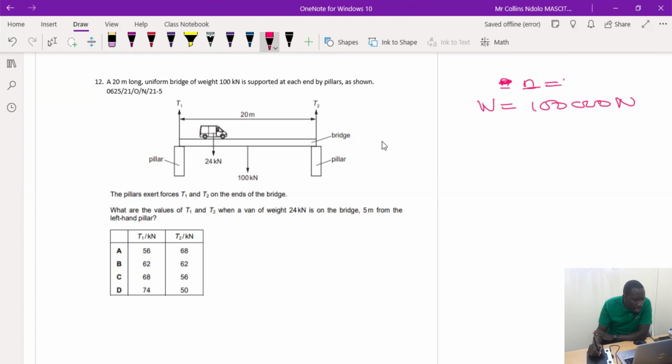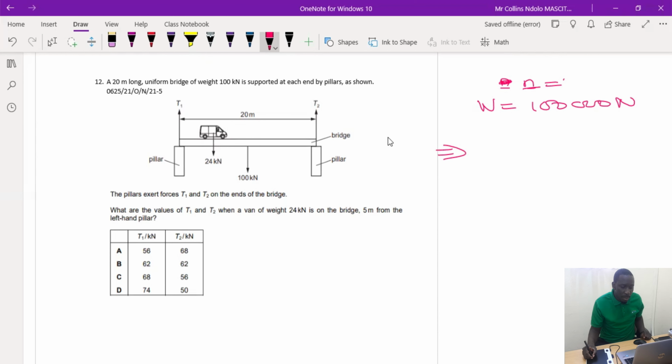The pillars exert forces T1 and T2 on the ends of the bridge. What are the values of T1 and T2 when a bar of 24 kilonewton is 5 meters from the left on the bridge? So we want to find them. We're going to apply the conditions for a body to be in equilibrium.